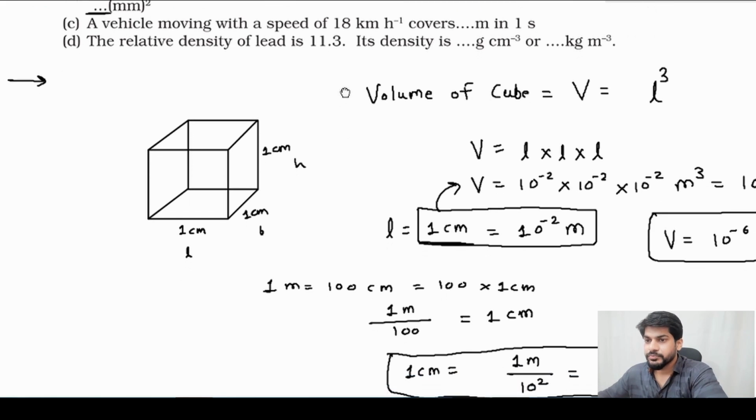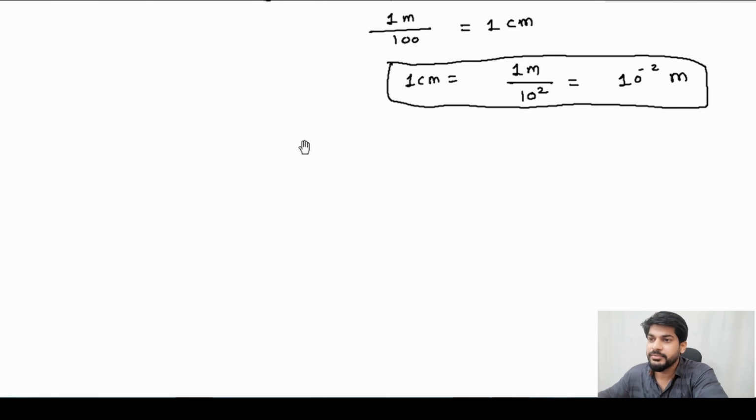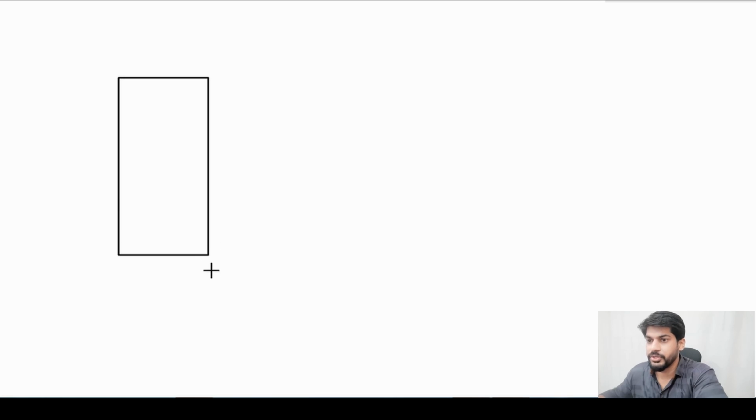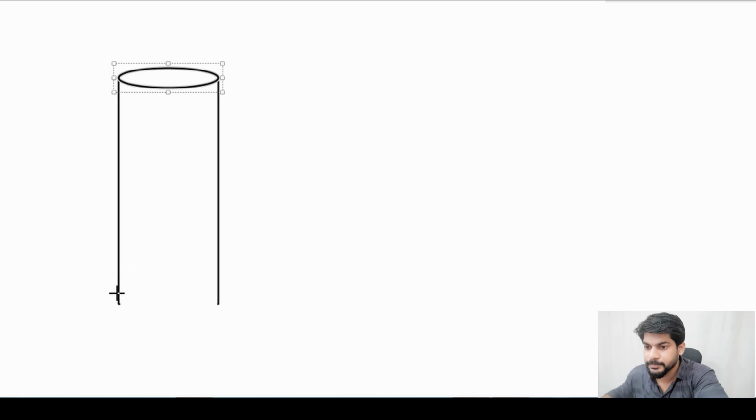It's very simple. See what is given: surface area of a solid cylinder. So let's draw one over here. Let's draw the solid cylinder. Okay, not like this, let's do this properly. Here we go. It's a cylinder, so we need circular areas over here, something like this and something like that. So it's a solid cylinder.